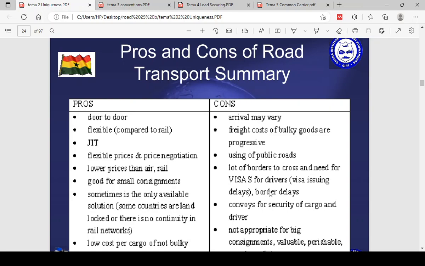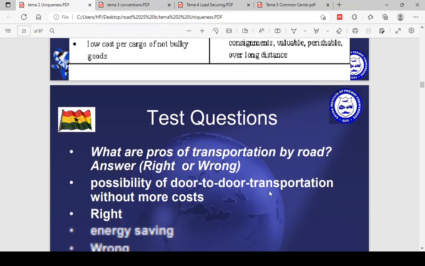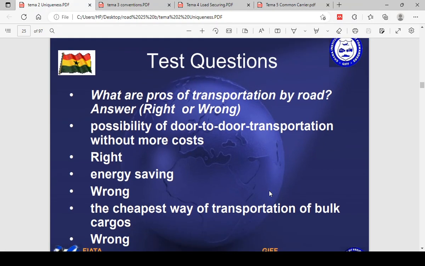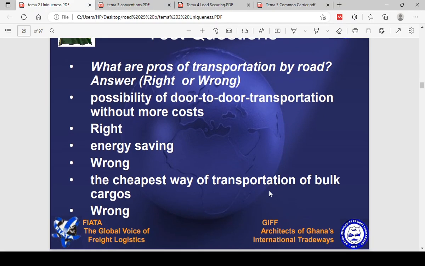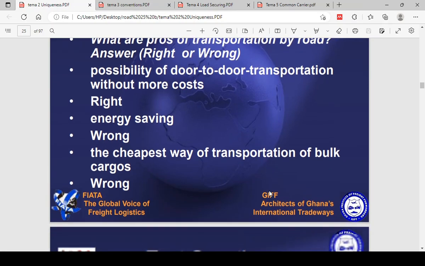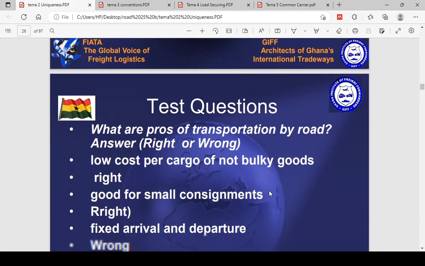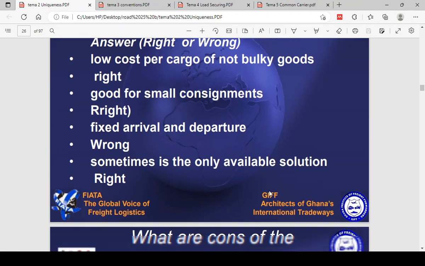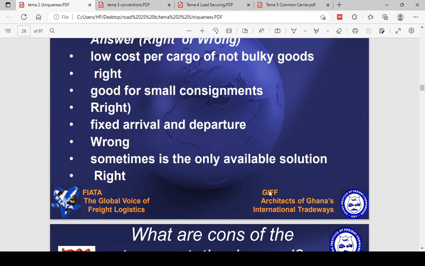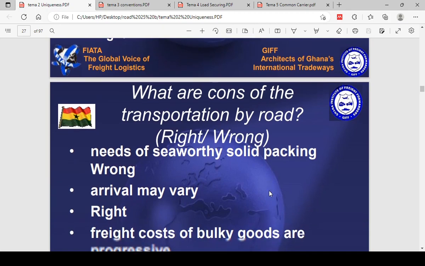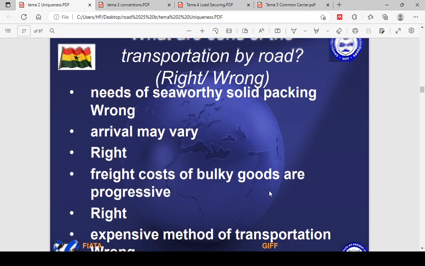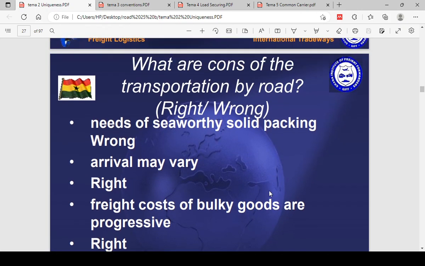So these are test questions. What are the pros, the advantages of transport by road? Is that right or wrong? So go through it, the test questions. They are out there for what are the disadvantages, right or wrong? Go through it. They are test questions for you. They can be seen in the exam as contest-style questions.